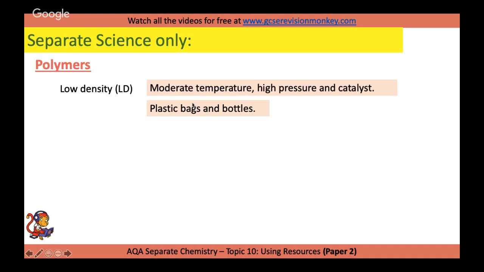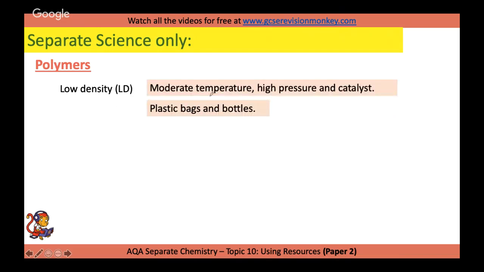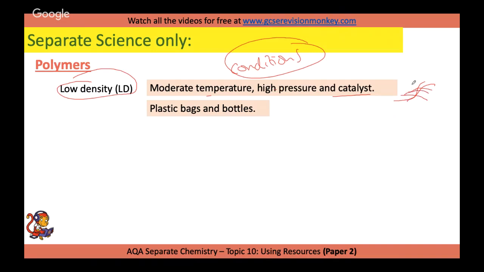Looking at polymers then. Polymers, we're talking about plastics. We said before that when we're making polymers, we need pressure and a catalyst and a little bit of heat as well. The temperature and pressure and the catalyst that we use will determine whether we make a low density polymer or a high density polymer. A low density polymer would be made out of strands like this. We can push them together a little bit and they'll make things like plastic bags and bottles. So moderate temperature, high pressure, and a catalyst.